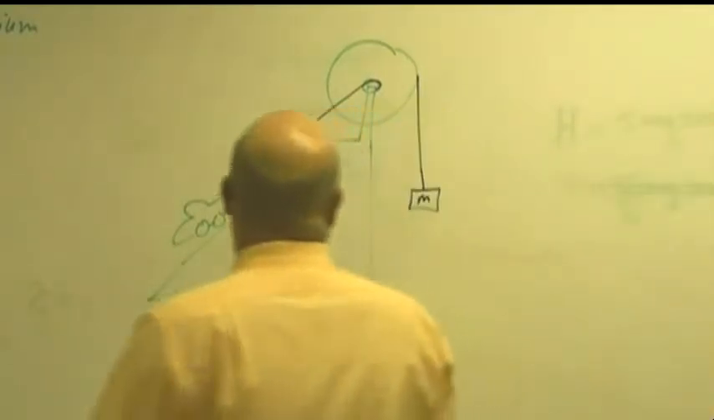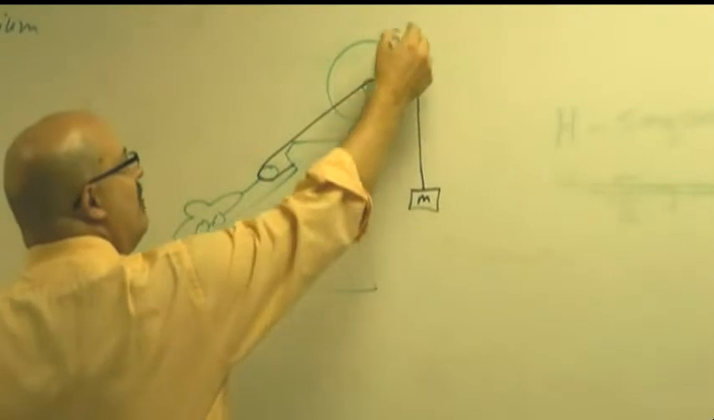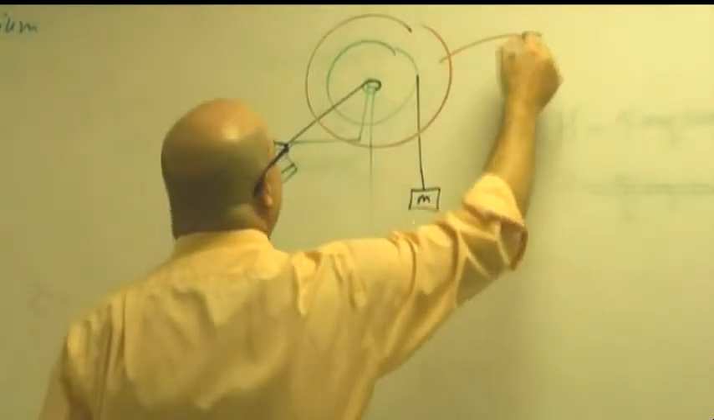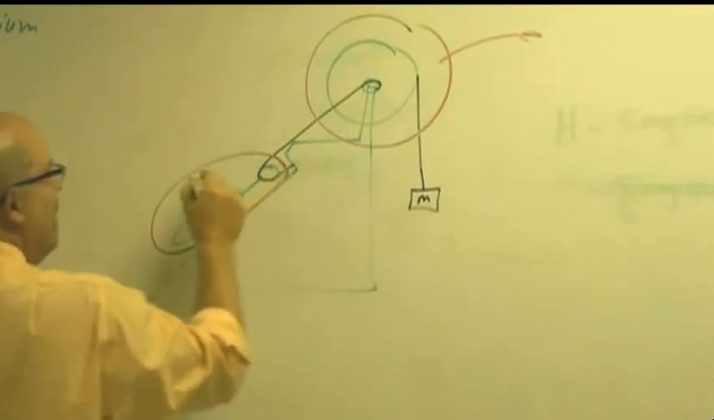Okay. The car is really a... I suggest you draw this free body diagram right here. This part right here. And this part right here. You forget there's 2 pulleys in that big circle.